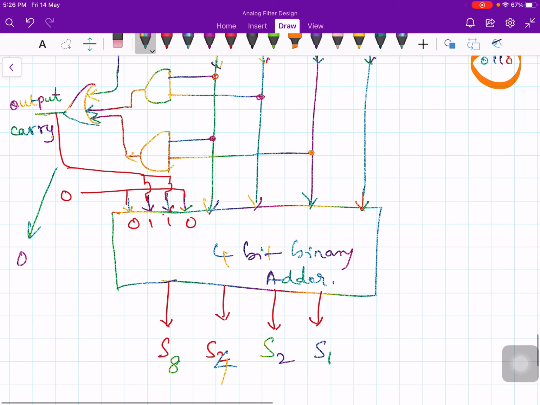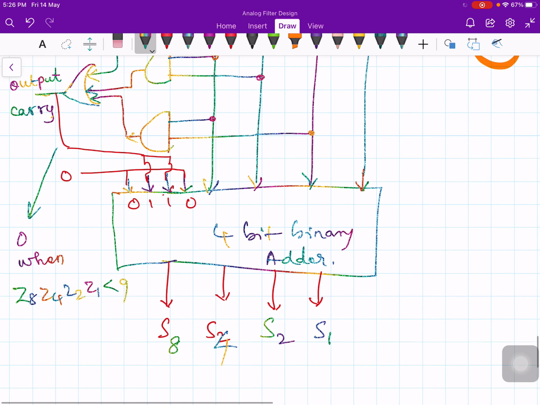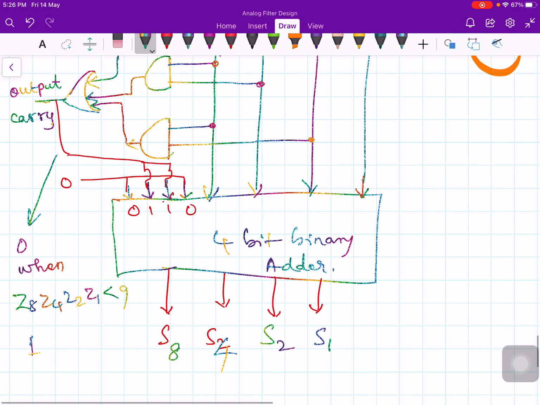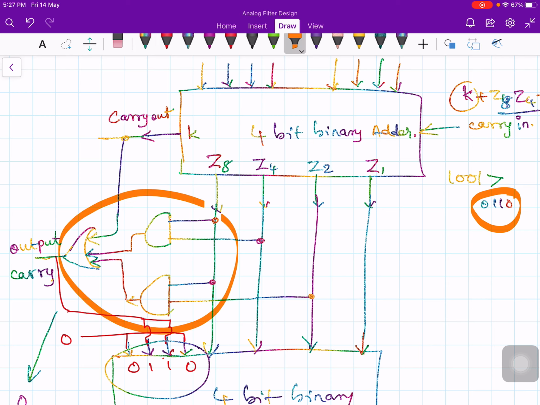And this will be 0 when Z8, Z4, Z2, Z1 is less than 9. Okay, and the output carry is 1 when Z8, Z4, Z2 and Z1 is greater than 9. So whenever the output of the first 4-bit binary adder is greater than 9, then you have to add this 0 1 1 0 to make the valid BCD representation. So that is the only purpose we are including this combinational circuit here.